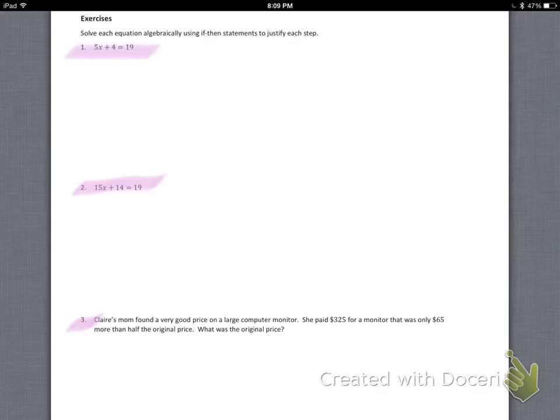Please make note over on this side over here of the different properties you're using, maybe the additive identity, the multiplicative identity, and such. Okay. All right. So go ahead, do that. Pause now, do that, and come on back and we'll check.